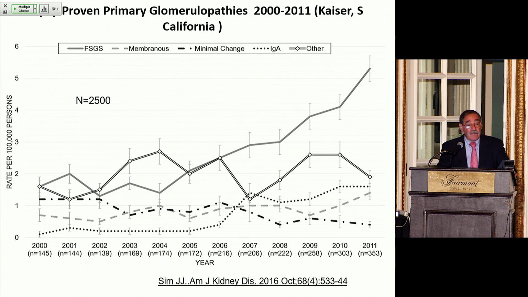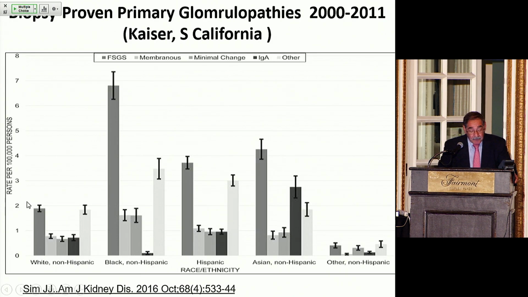It's not like University of North Carolina, where they're seeing a lot of African Americans. In Southern California, they're seeing a lot of whites, a lot of African Americans, and a lot of people of Asian descent. And in fact, if we look among those 2,500 biopsied patients, here's whites, the number one disease was focal sclerosis. African Americans, the number one was focal sclerosis by a lot. Here's Hispanic, and here's Asian, every one of them. So again, there is clearly an increase in focal sclerosis over time, and there's a lot of it.